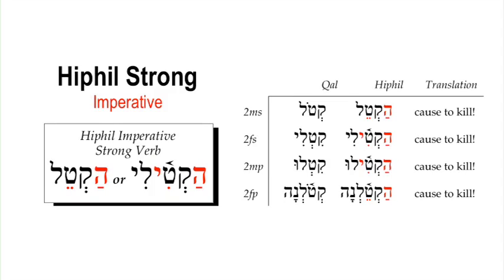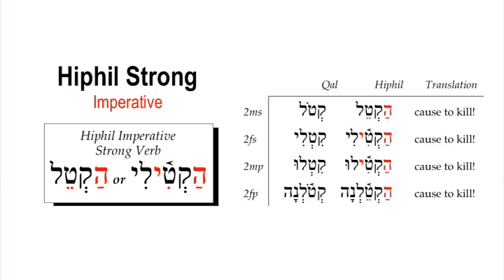Look at your screen. The Hiphil strong imperative. You'll see in the box on the left of your screen the Hiphil imperative strong verb diagnostics. And once again, there are two forms. The first form, haktel. You see the he pathach prefix, diagnostic of the Hiphil stem, and the tsere stem vowel that you're coming to learn is diagnostic for the Hiphil stem as well.